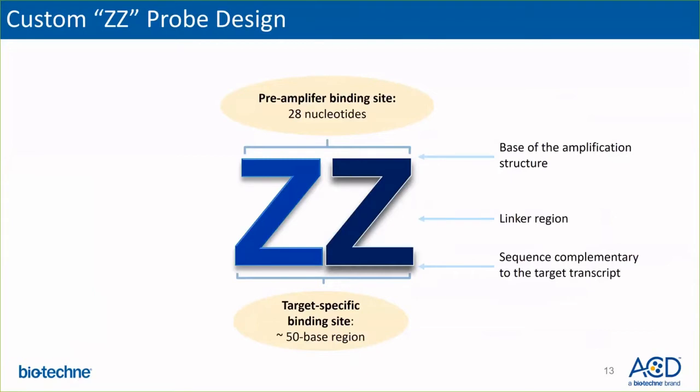The sequence at the bottom of the Z is complementary to the target transcript and hence hybridizes. In order for amplification to occur, two Zs must hybridize to the target sequence right next to each other. Once this happens, it creates a 50-base target-specific binding site on the bottom of the ZZ pair. The top of the Z is the base for the amplification structure. When two Zs hybridize, it creates a binding site upon which a pre-amplifier can bind and the amplification tree can be built.